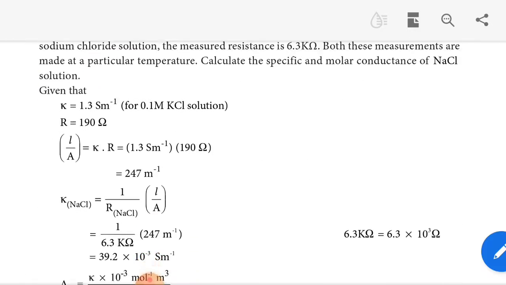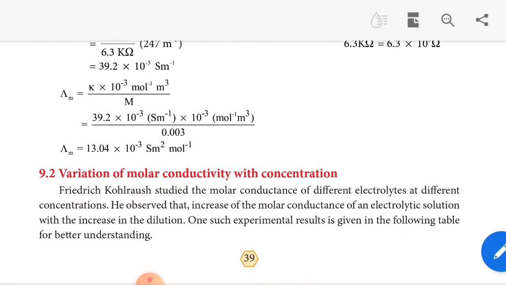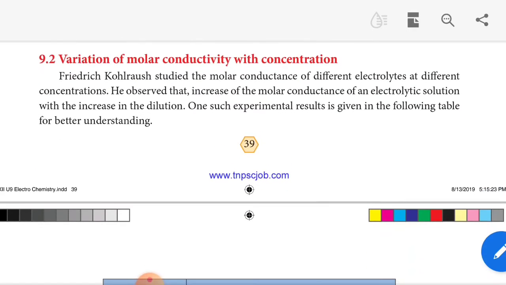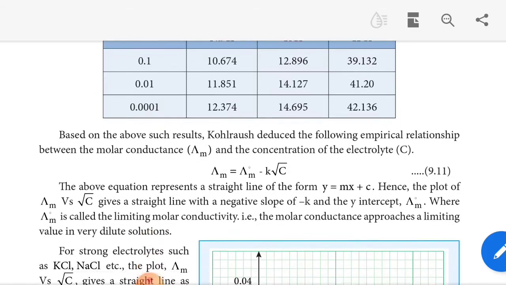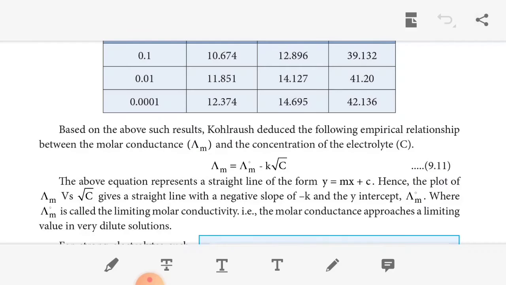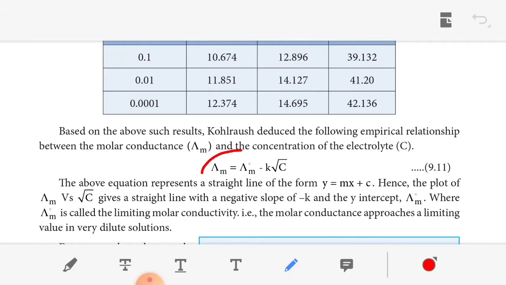The next question: the variation of molar conductivity with concentration. Variation means we can use various concentration levels and get the molar conductance for them. Based on the above, we can see the result. Kohlrausch's law deduces the empirical relationship between molar conductance and the concentration of the electrolyte, C. This is the equation for the variation of molar conductance with concentration.